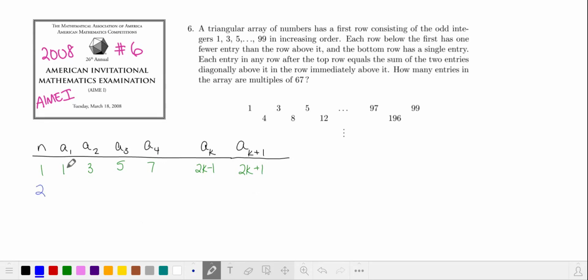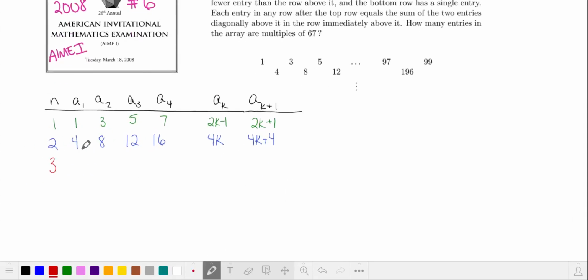In the second row, the first element is the sum of 1 and 3. The second element is the sum of 3 and 5, and so forth. The common difference here is 4, so I'll just add 4 to this last term. These are all consecutive multiples of 4. The kth element is 4 times k, and then we'll add 4 to that for the next element in that row.